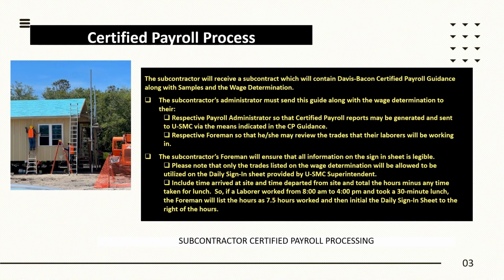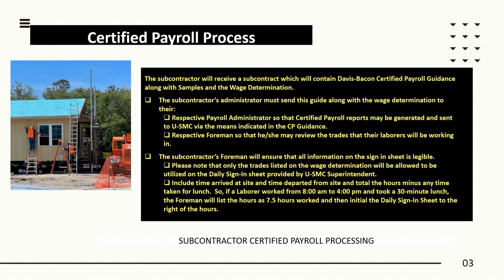Let's dive into the responsibilities outlined on this slide, focusing on the subcontractor's role in the certified payroll process. The subcontractor's administrator holds a key role in this process. They must distribute the certified payroll guide and wage determination to relevant parties. This step ensures the timely generation and submission of certified payroll reports as per the guidelines outlined in the CP guidance.